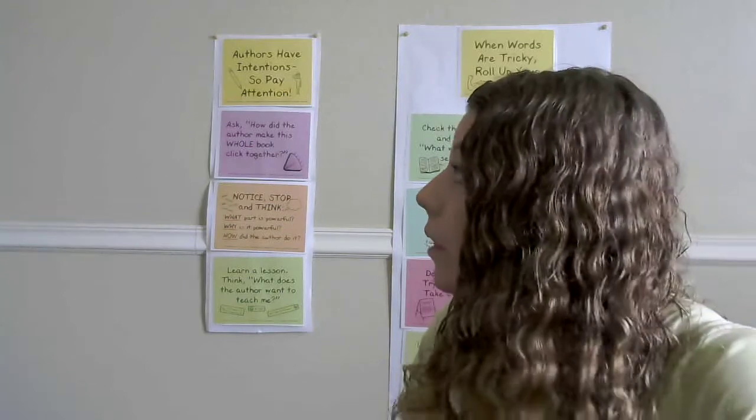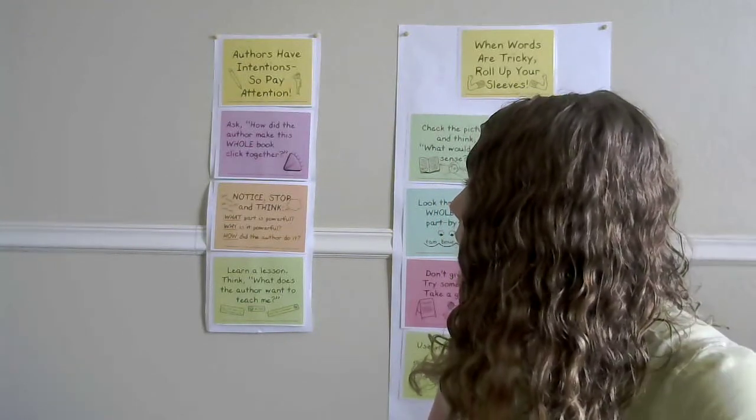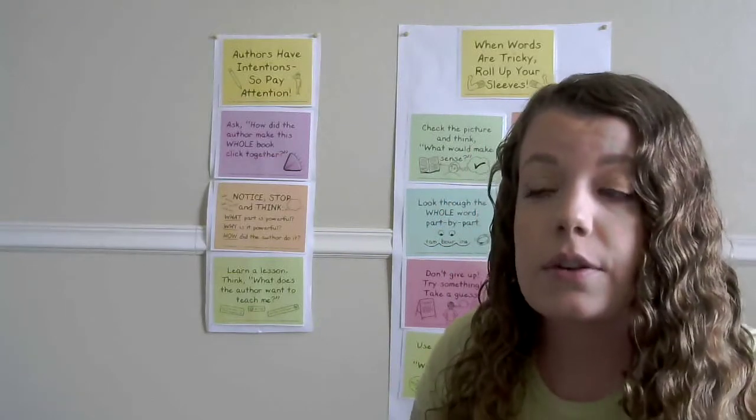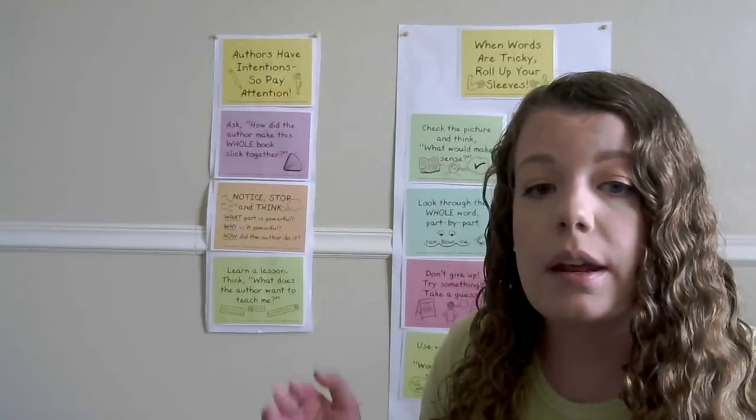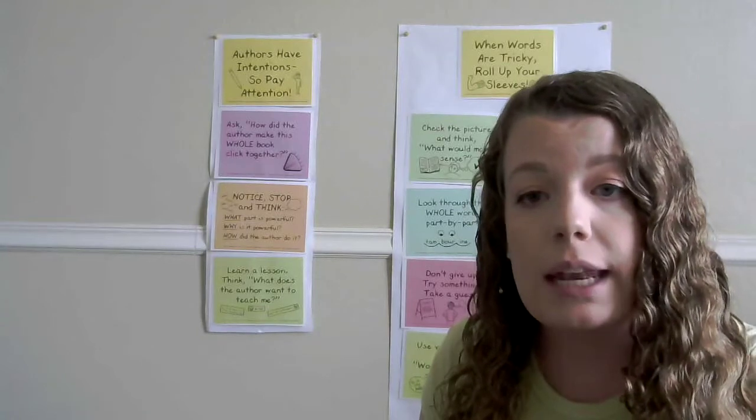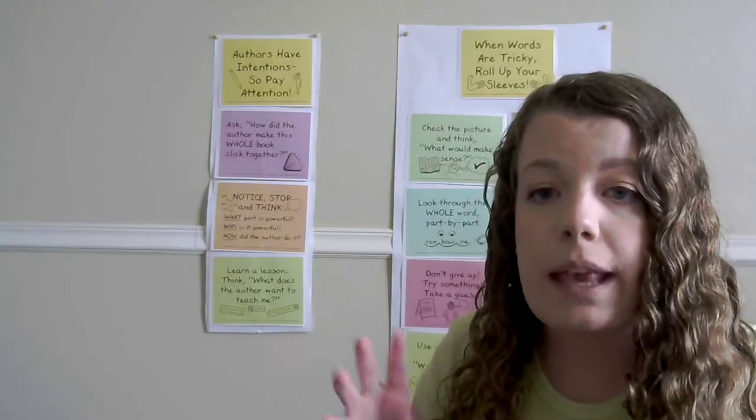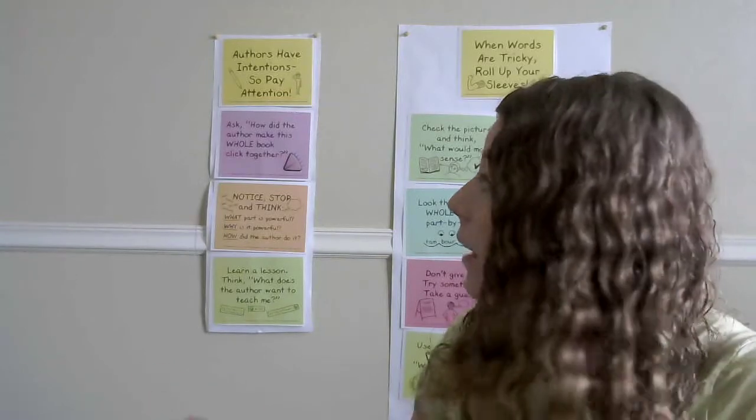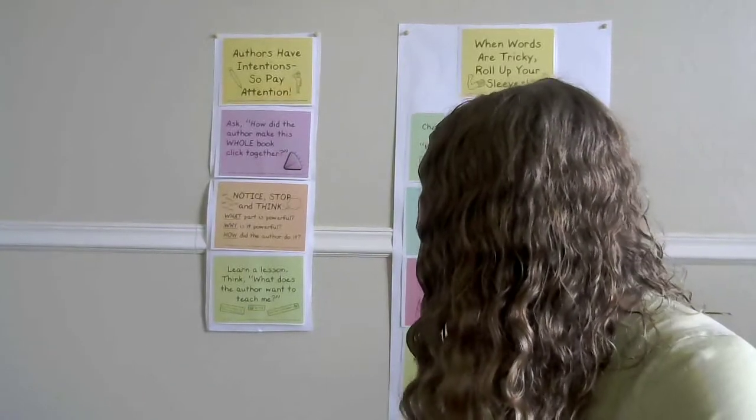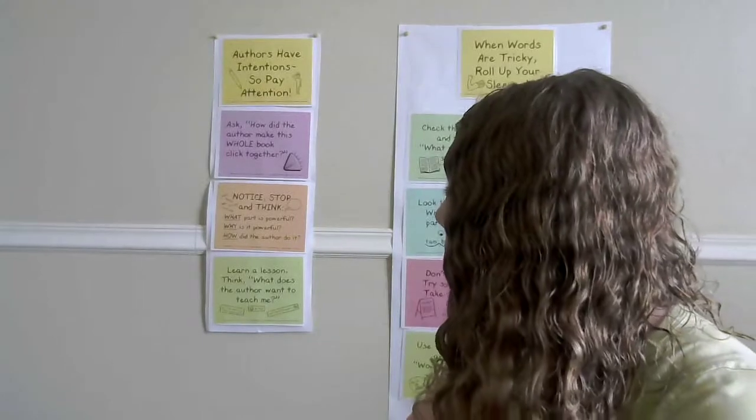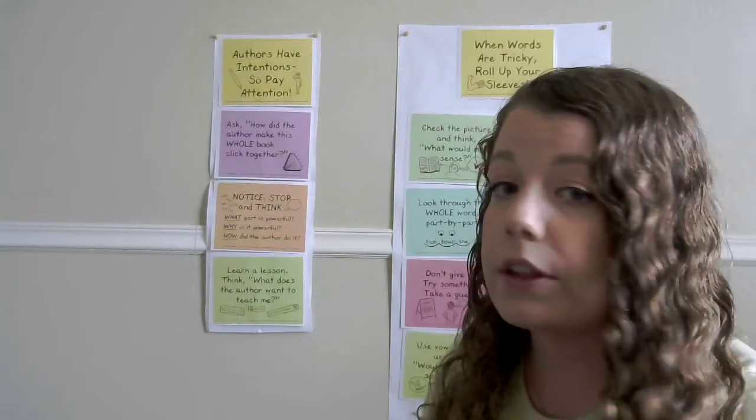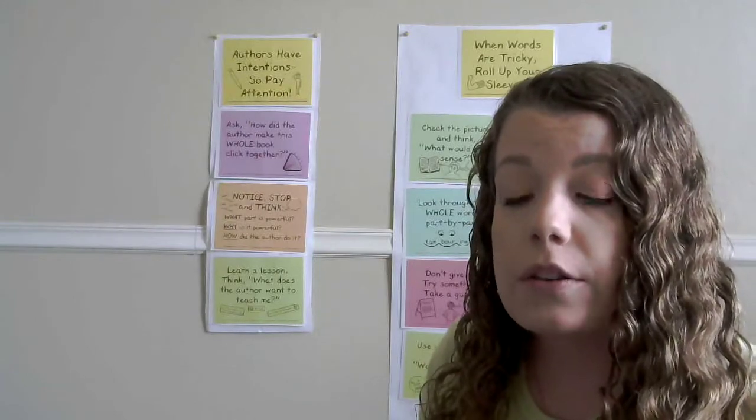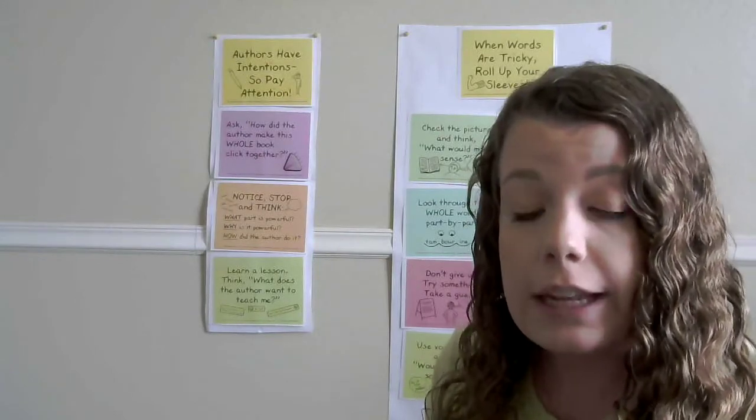So we already worked on asking how did this author make the whole book click together? So if the story is really long, how did it make sense? What happened in the beginning? And how did that make something happen in the middle? And then how did that get fixed in the end? Then we need to notice, stop, and think. What part is powerful? Why is it powerful? And how did the author do it?